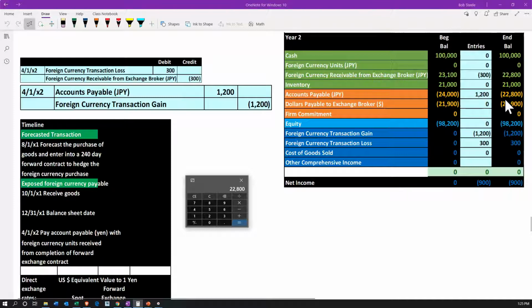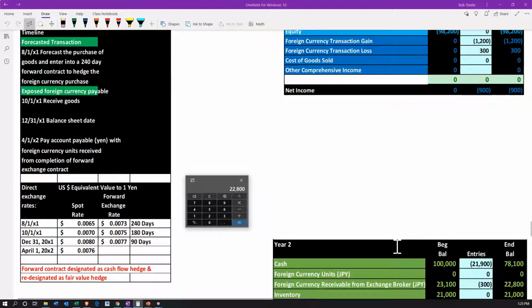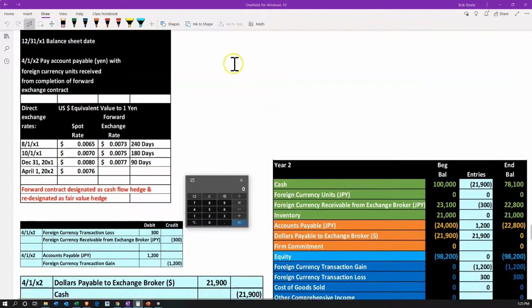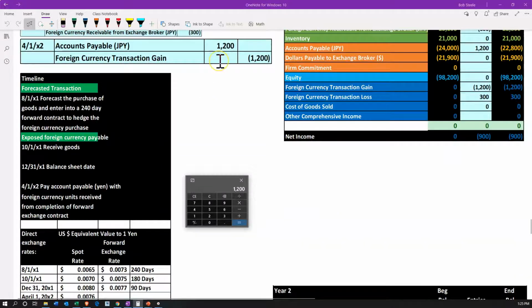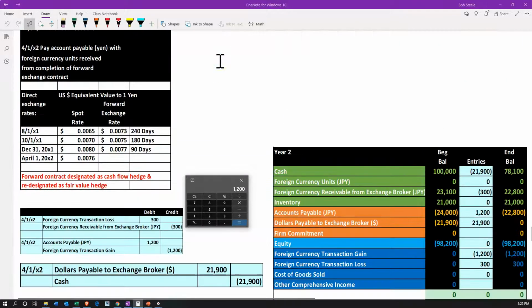We're actually going to pay 3 million yen, which is currently valued at the point that we're going to pay it at $22,800. Also note that we can calculate this 1,200 transaction here by taking the difference in the rates, 0.008 minus 0.0076 times the 3 million. That'll give us our 1,200. So there's the 1,200 once again.